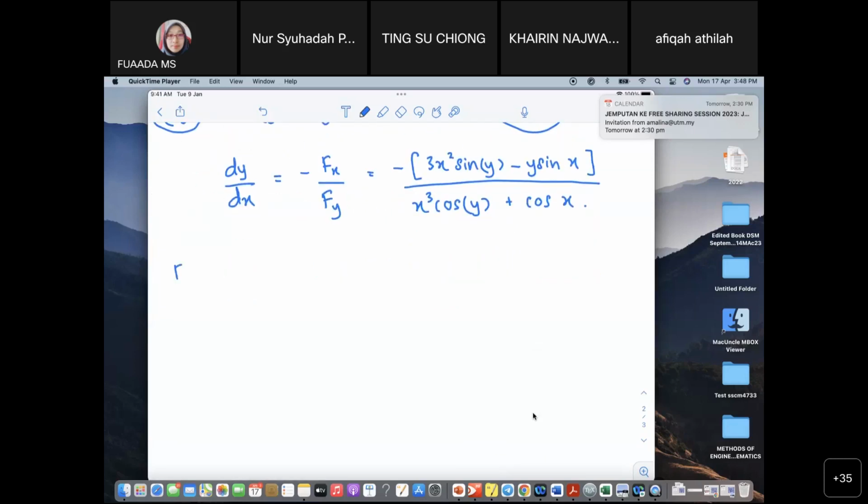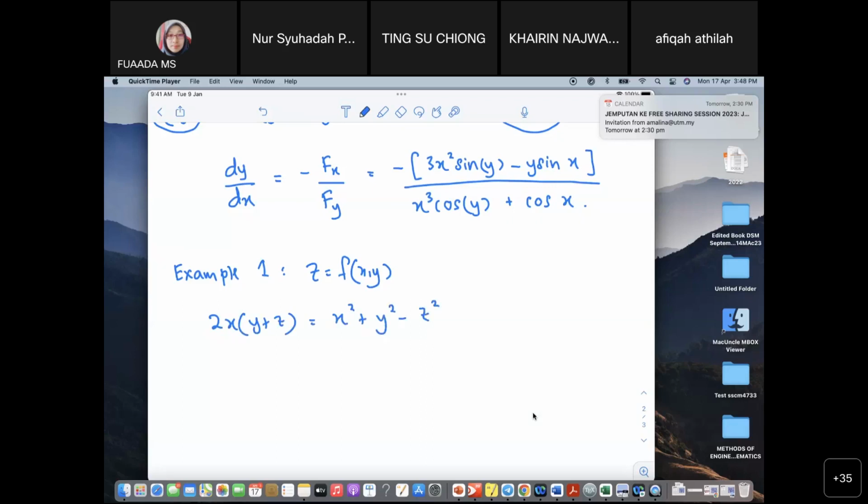Okay, so example 1 for the function. Here we know that z is a function of x and y, where the function is given by 2xy plus z equal to x square plus y square minus z square.